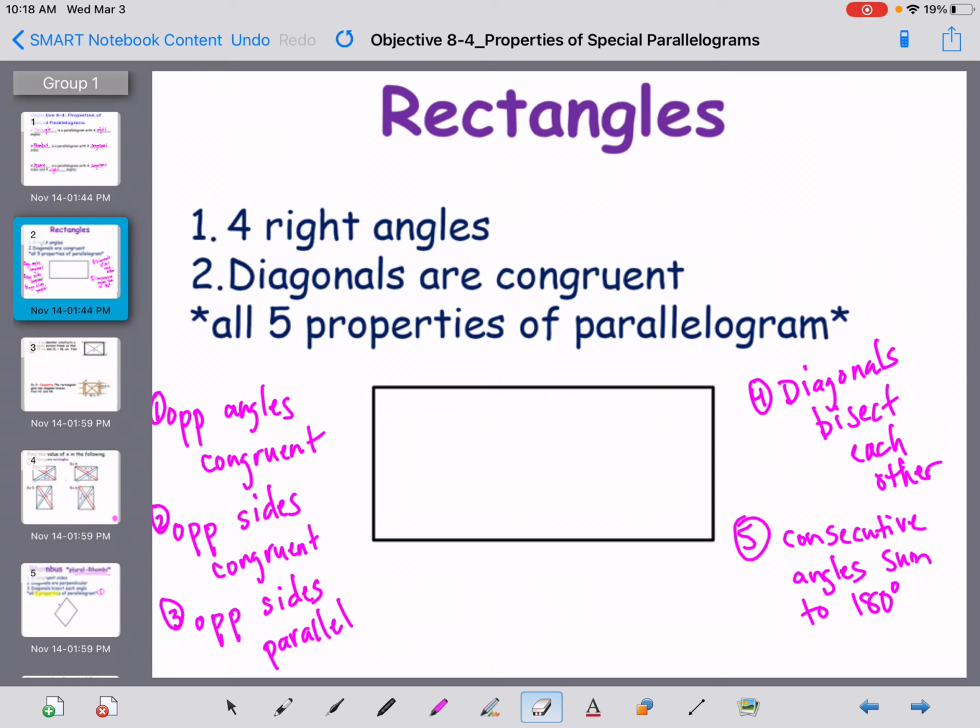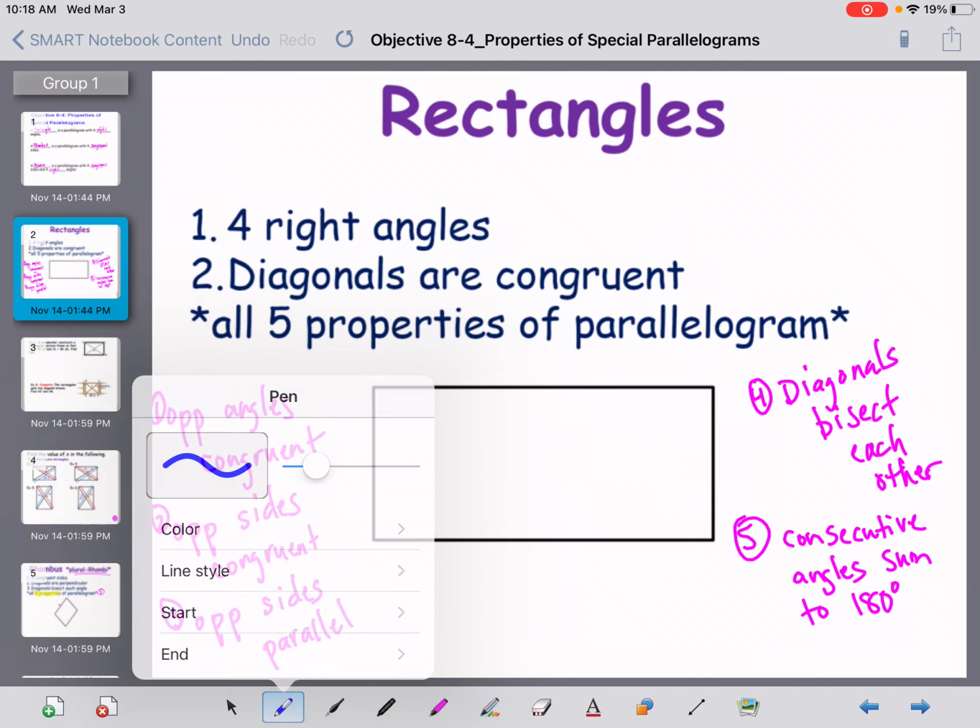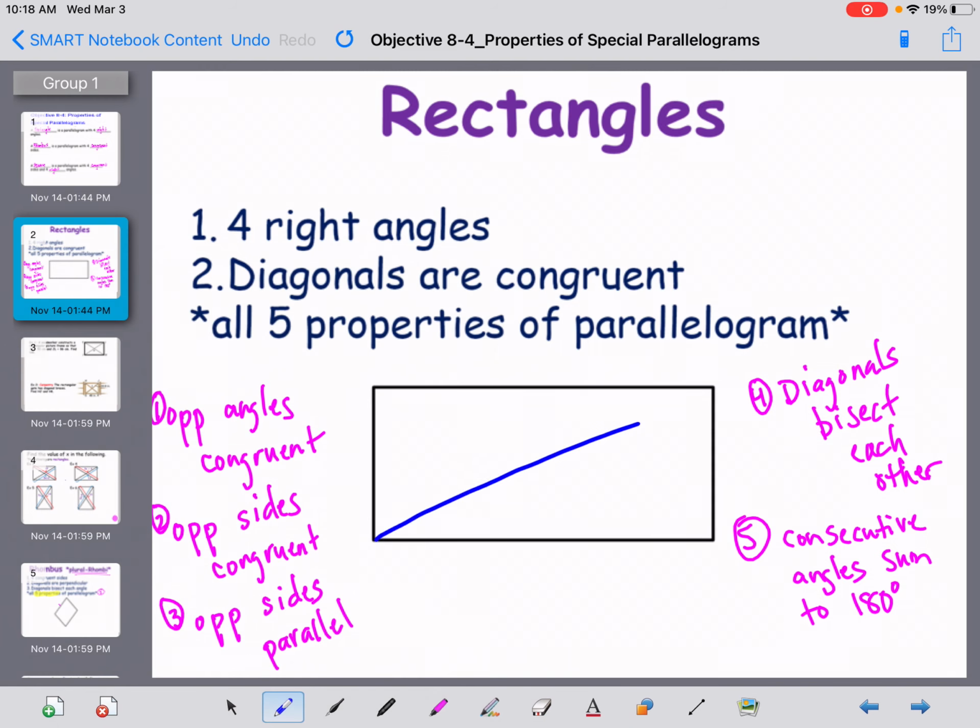Today we're mostly going to focus on a rectangle. So a rectangle has 4 right angles. The diagonals are congruent. So these diagonals are congruent. And then it has all 5 properties of a parallelogram that we learned about the other day.